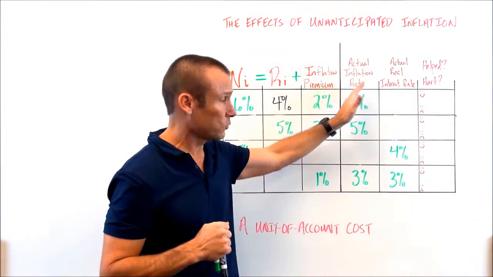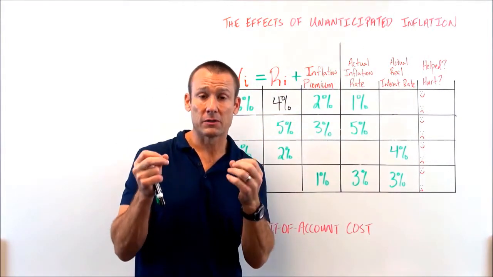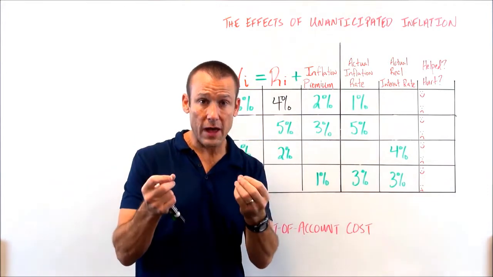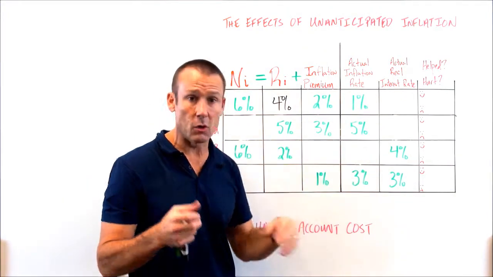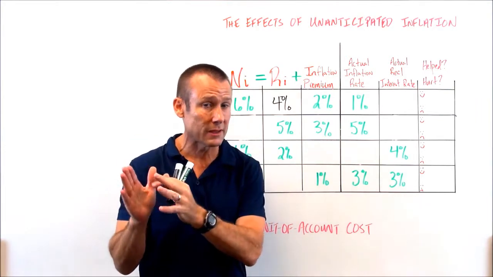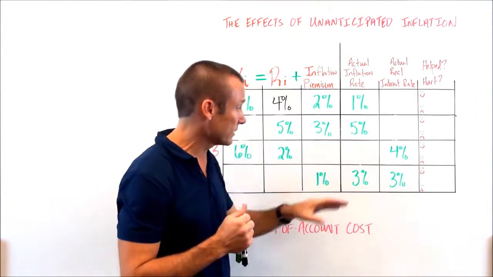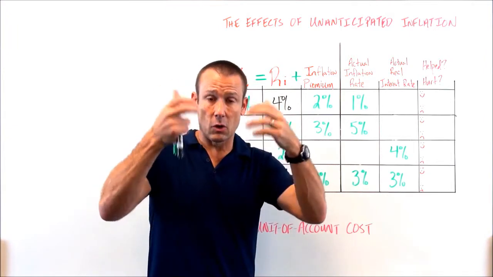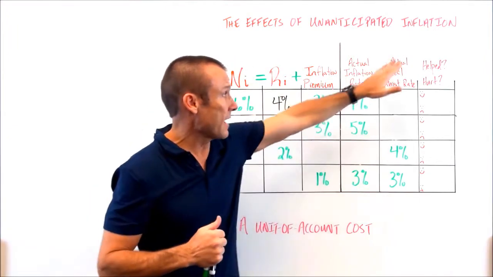Now, here we got the actual inflation rate. That's telling us how much the dollar is going to lose value. That's right. This is how much prices are going to go up, therefore how much the dollar is going to lose value. Remember, the relationship between the price level and the value of the dollar is inverse, right? So this is telling us how much the prices are going to go up, how much the dollar is going to lose value.